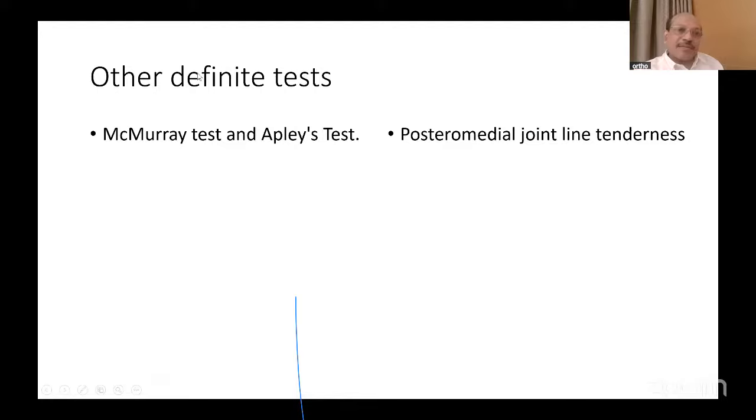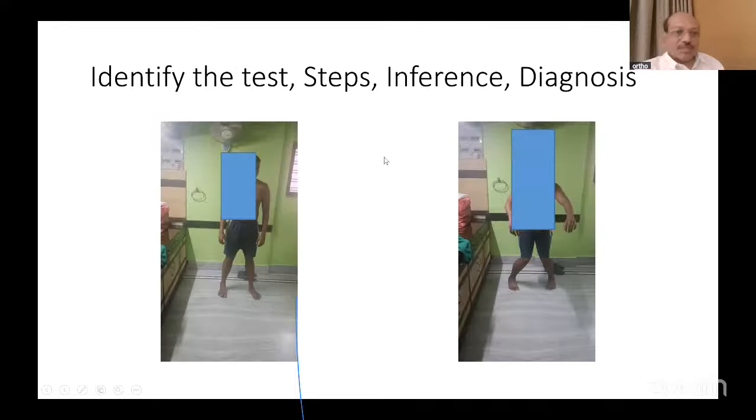So it is a McMurray's test and the Apley's test, as you can see here. And the posteromedial joint line test is the most specific test for the meniscus. Now, see, this is another test.